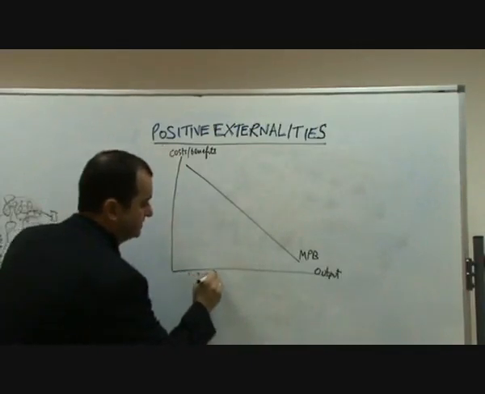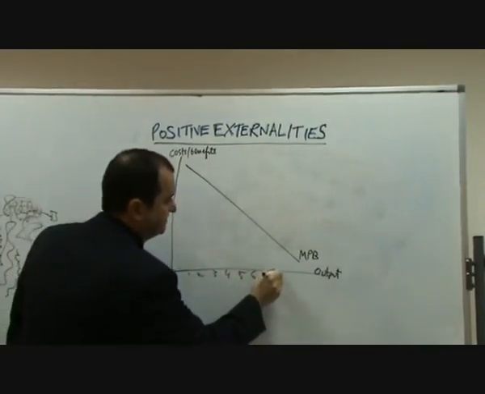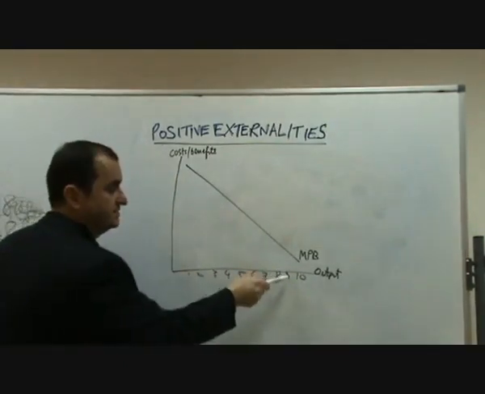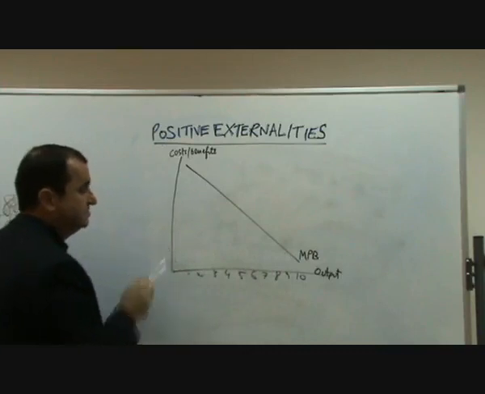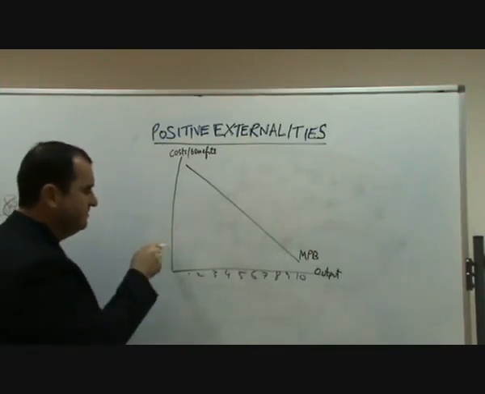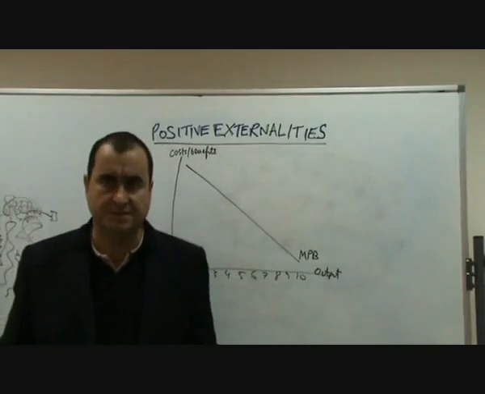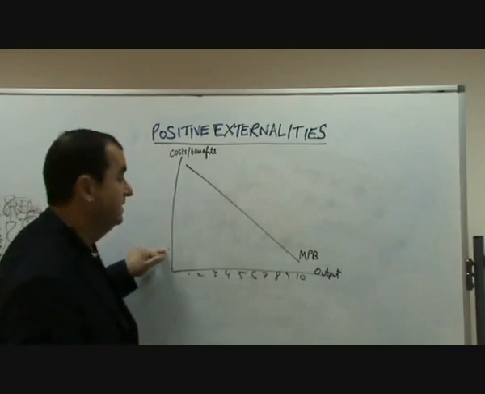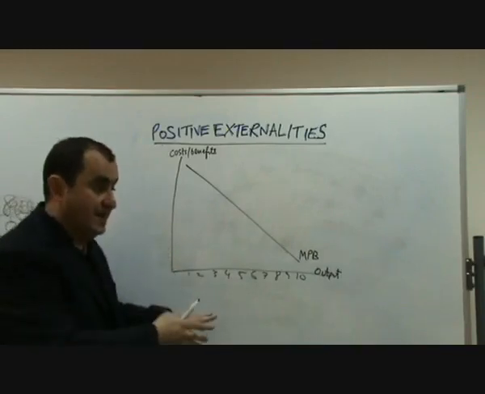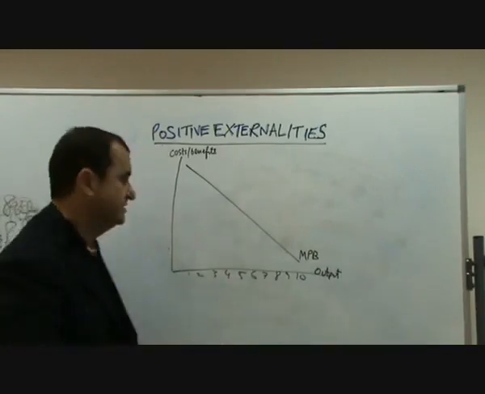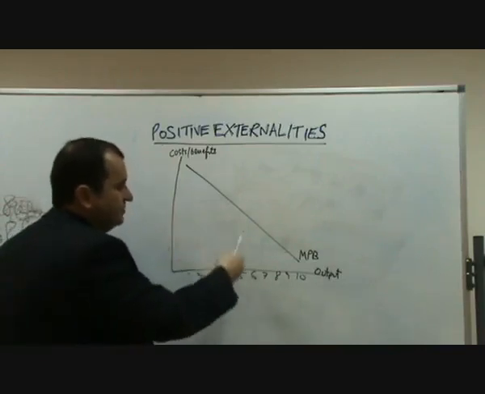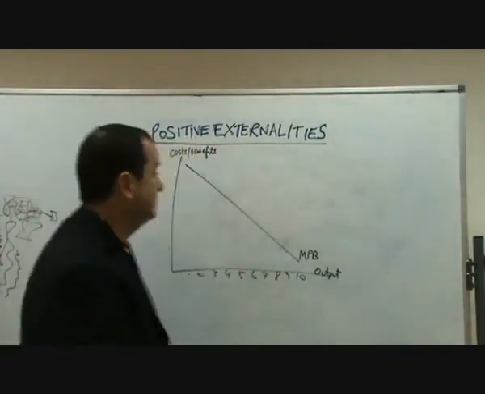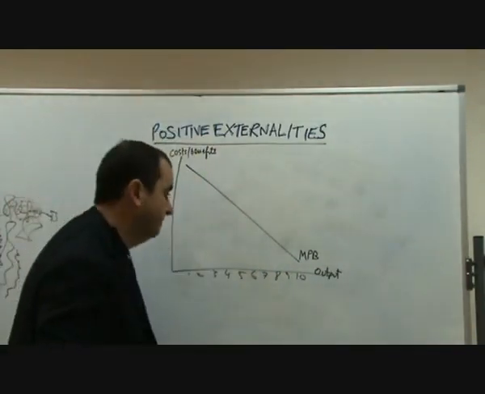So if I just throw some numbers on here, 1, 2, 3, 4, 5, 6, 7, 8, 9, 10, understand that, let's say, the 9th unit only generates this much extra benefit. This is not a measurement of how much benefit comes from having 9 units. It's the extra benefit from having the 9th unit, the extra benefit after having 8 to have one more. And as another unit is continually consumed, it generates less extra benefit than the one before. That's why marginal private benefit is falling.